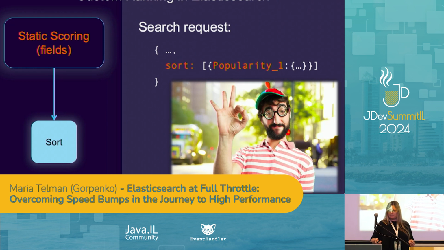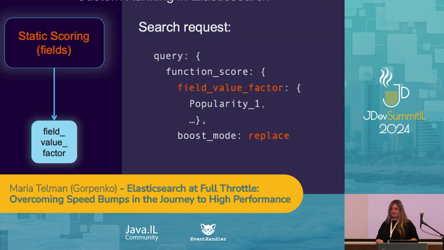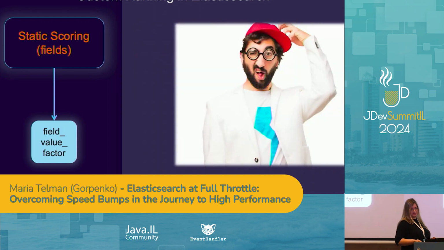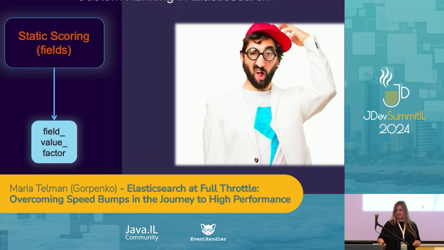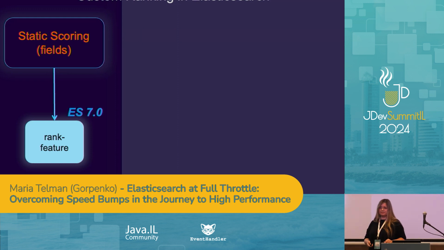We also experimented with field value factor. You can use it in the search request to adjust or replace the original scoring. Sounds good. However, based on our experience, it turned out to be slower than simple sorting, so we decided to pass on it. Next, we tried rank feature, introduced in Elastic 7.0.